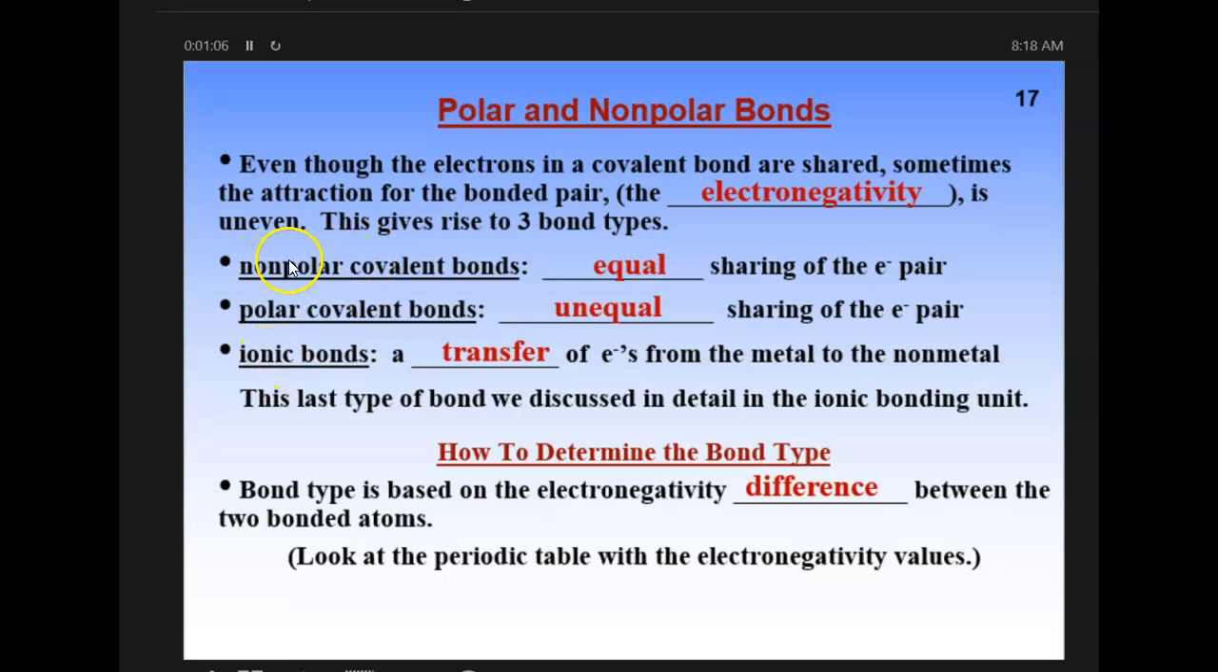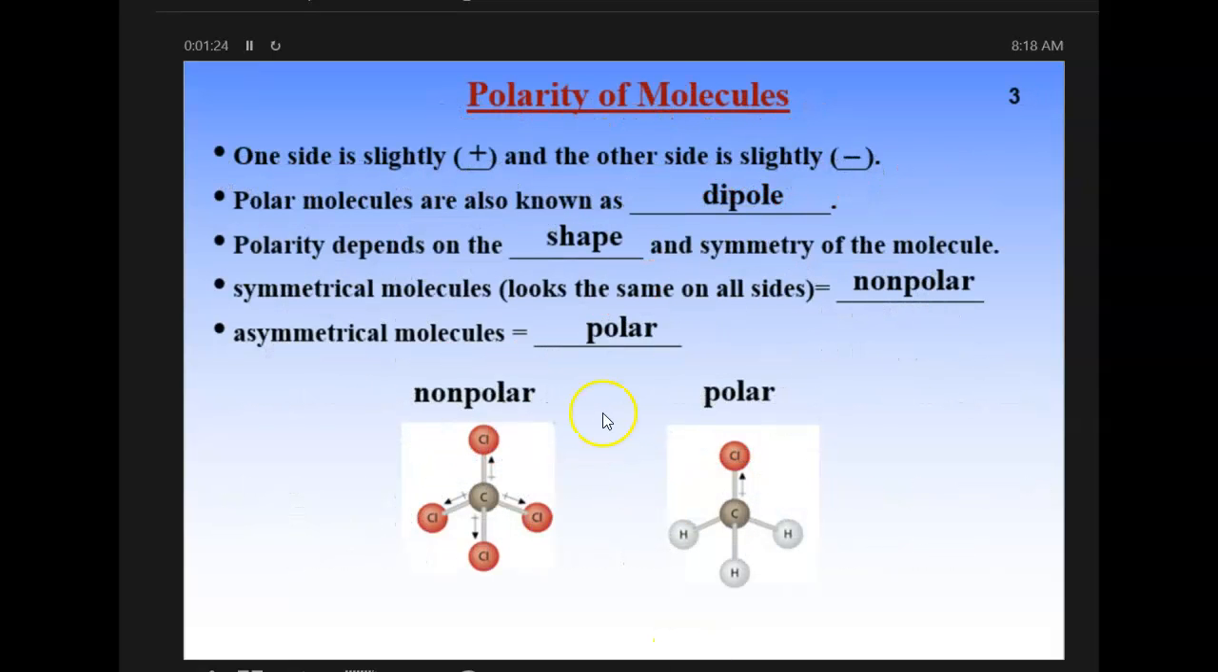What we are going to do is look at the Lewis structures you drew and determine: is there equal sharing of electrons, which would mean nonpolar, or unequal sharing of electrons, which is polar? So no calculation.